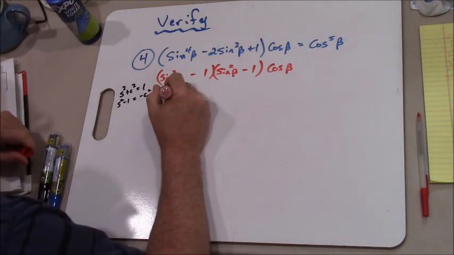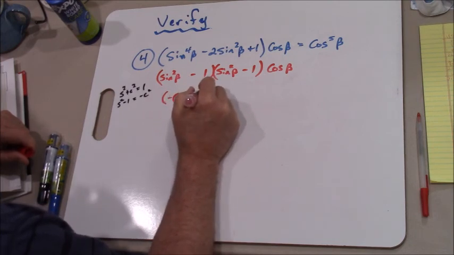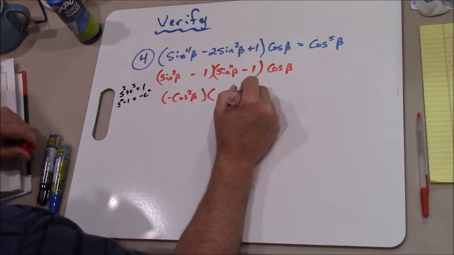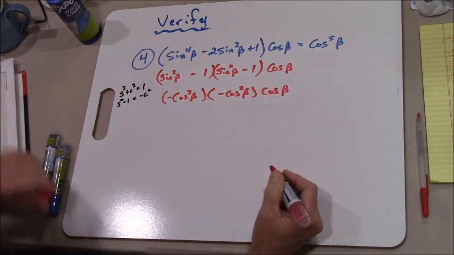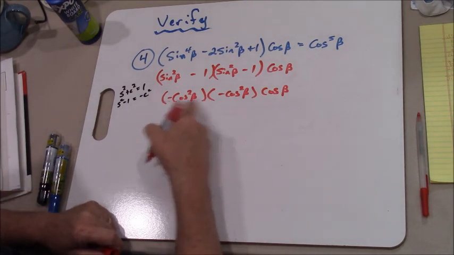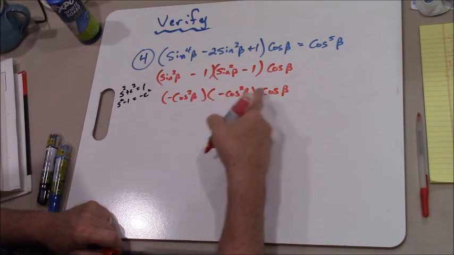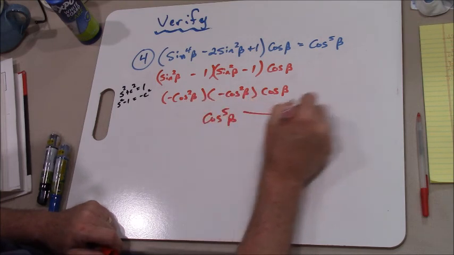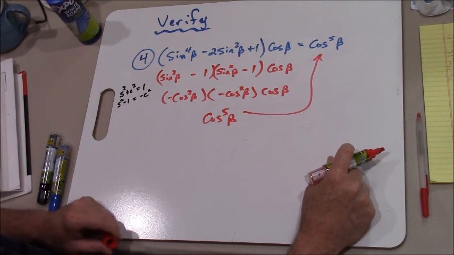So let's put that in here. I've got a negative cosine squared beta times another negative cosine squared beta times a cosine beta, and you guys probably see it now. Negative times a negative is positive. Add the exponents, you get 2 plus 2 plus 1. That's cosine to the fifth of beta. And there it is. So that one looked kind of messy, but really that was probably the easiest one we did today.